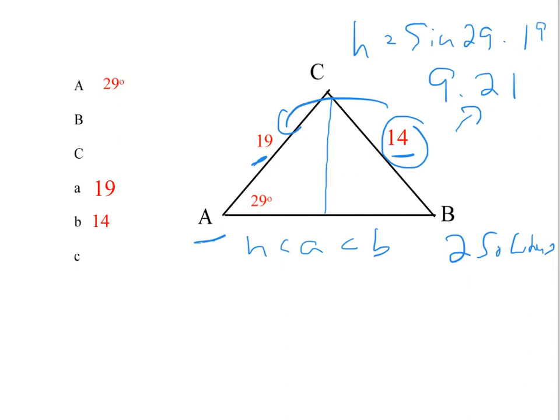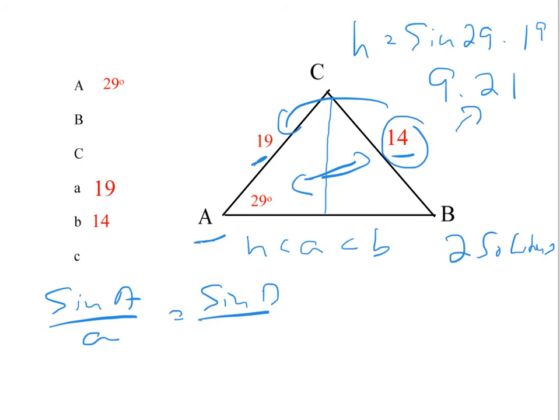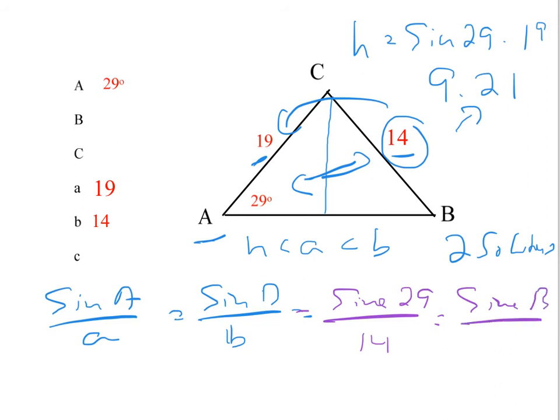proportion. I can set up sine of A over little a is equal to, because I know these two, the sine of B over 19, which is little b. So I know now sine of 29 over 14 is equal to the sine of B over 19. Whip out your calcs, and again, I just want you to solve for sine of B. So go ahead and solve for sine of B.